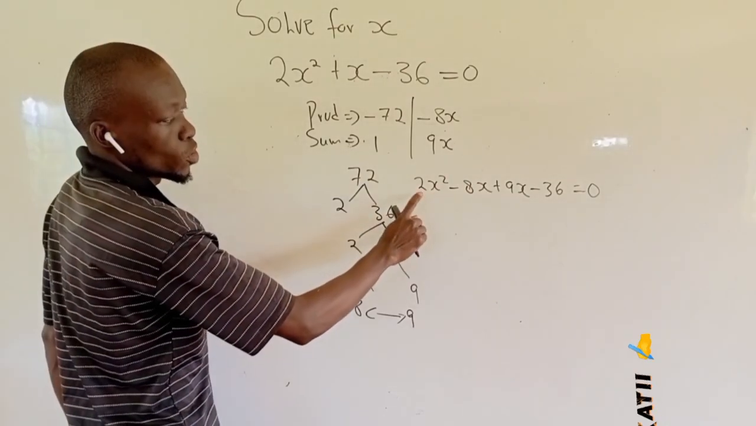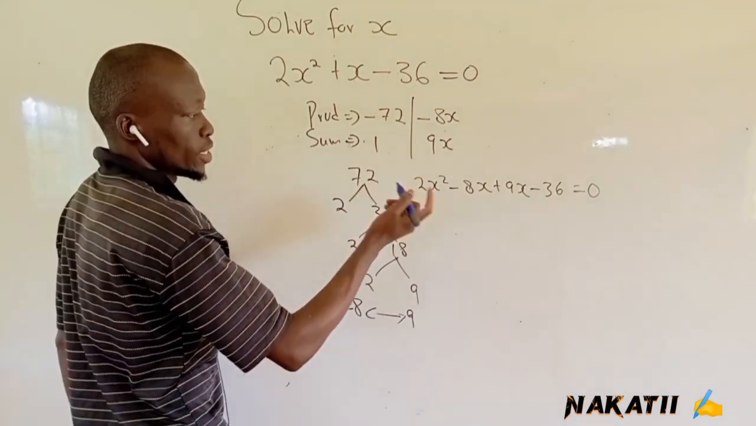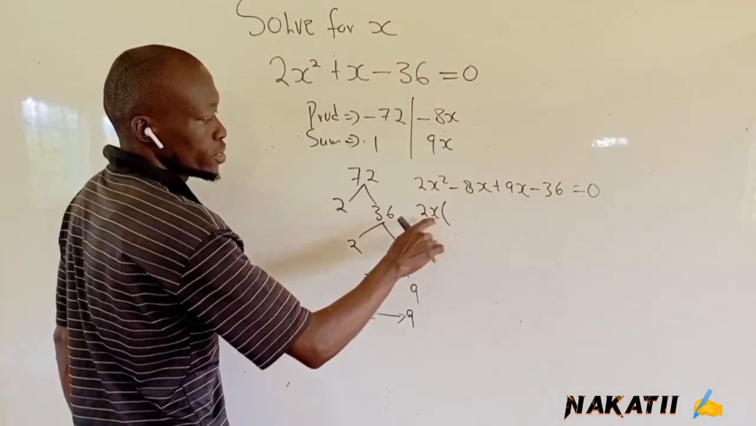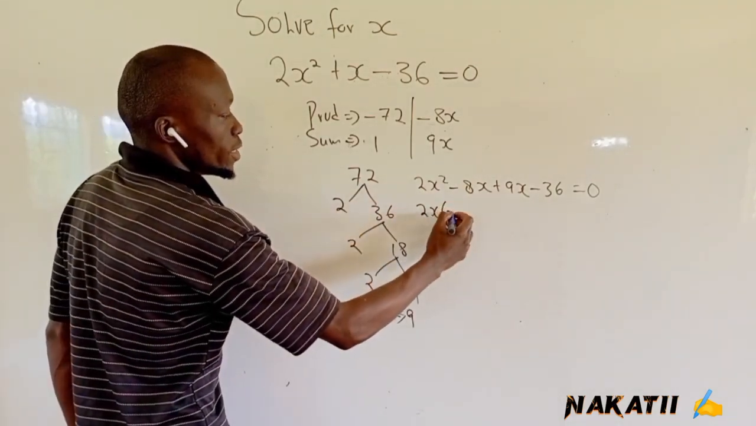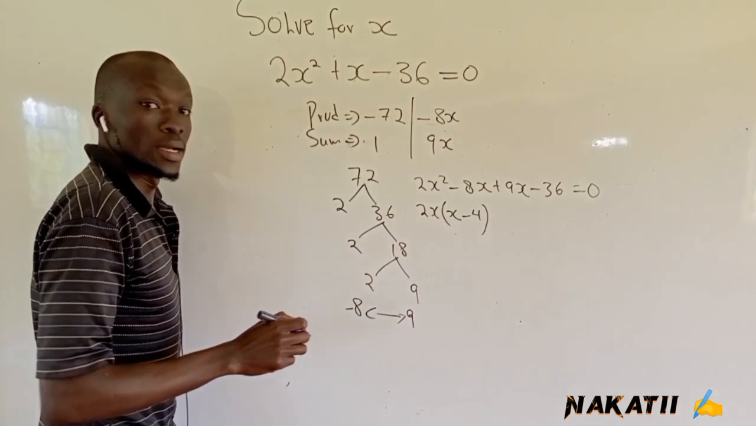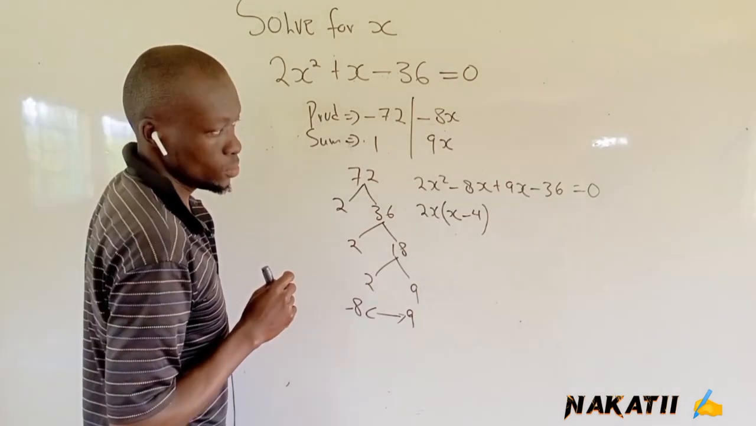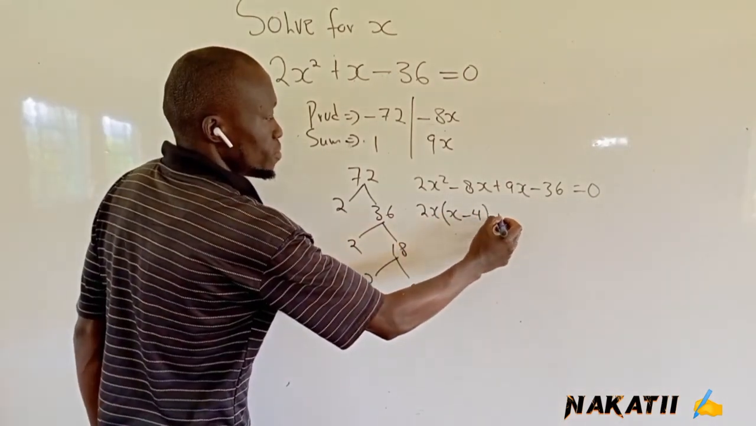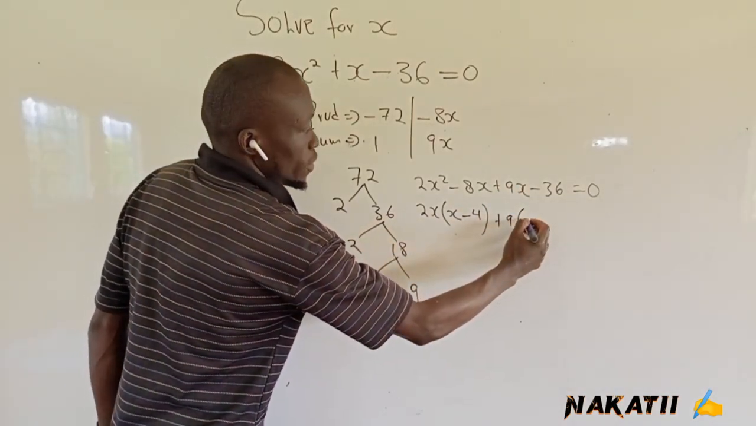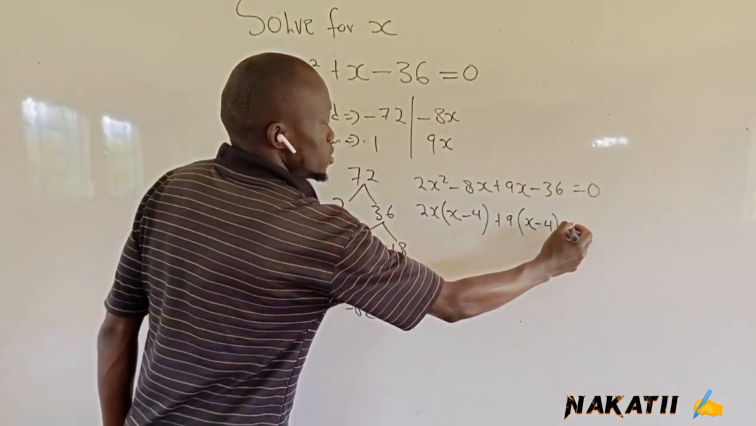If you check, whatever is common between 2x squared and negative 8x will give you 2x. That is what is common. So factor it outside. You're going to have 2x into whatever is common here. 2x goes to 2x, x. Then 2x goes to negative 8x, negative 4. Come here and check again what is common. If you check whatever is common, you're going to get 9. So we're going to have plus 9. Then 9 goes to 9x, x. Then 9 goes to negative 36, negative 4 is equal to 0.